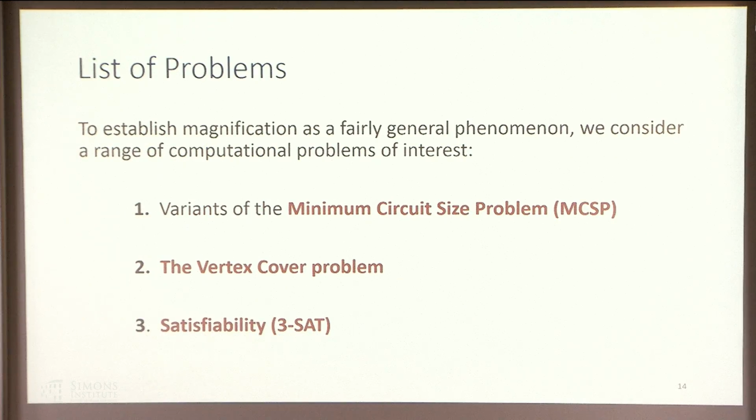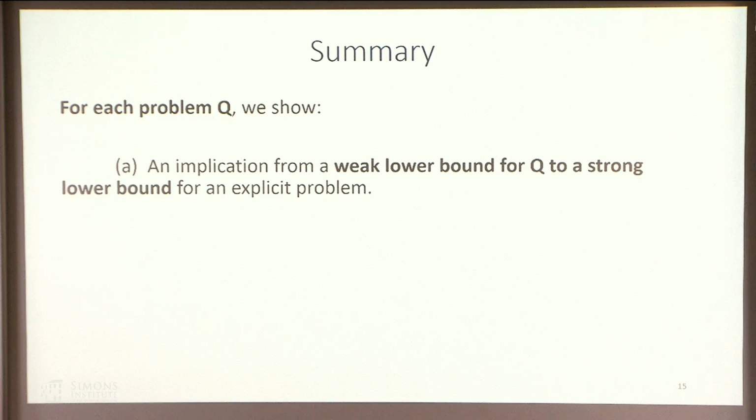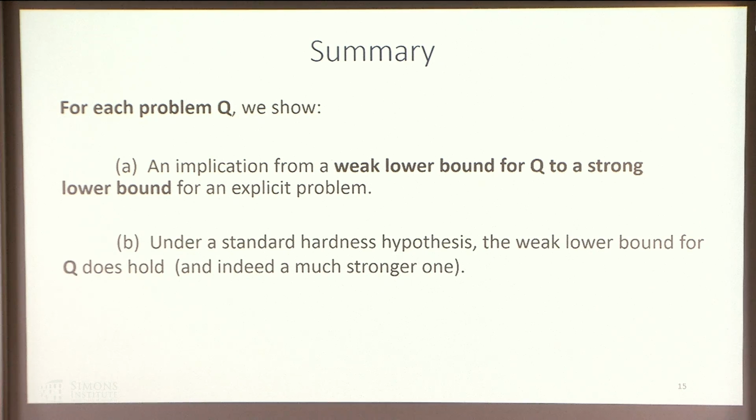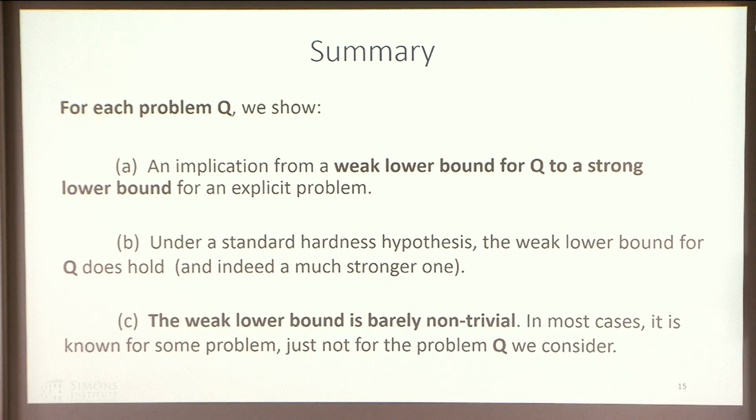Okay, so in this talk, I'm going to be covering magnification for variants of MCSP, a graph problem, and 3-SAT. In each case, I'm going to define a problem Q, and just a very weak lower bound for Q gives a strong lower bound for some explicit problem. And this is a sound approach to lower bounds, because if you make standard assumptions, these weak lower bounds should hold, and actually much stronger lower bounds should be true. And these weak lower bounds are really just barely non-trivial.